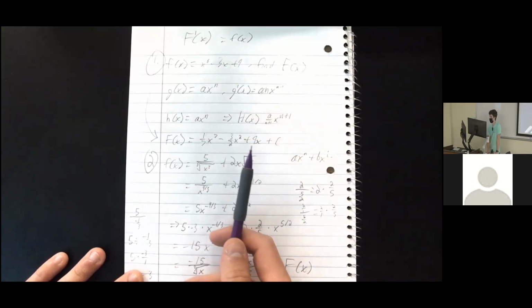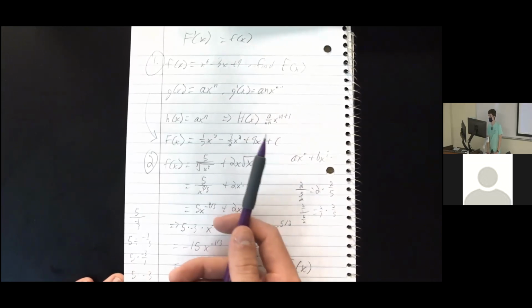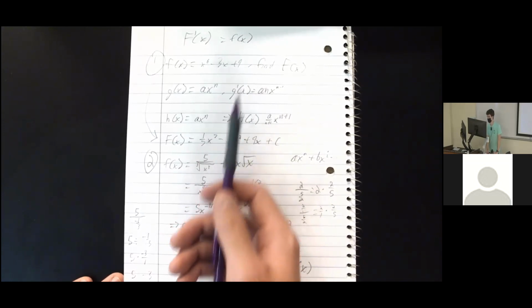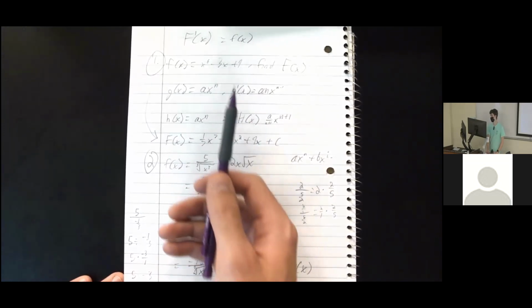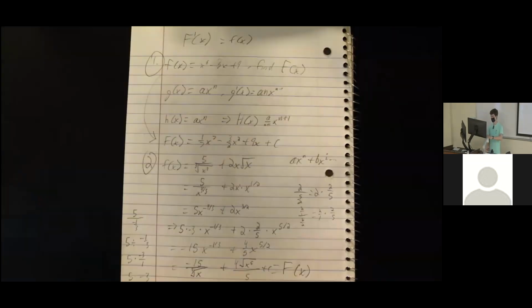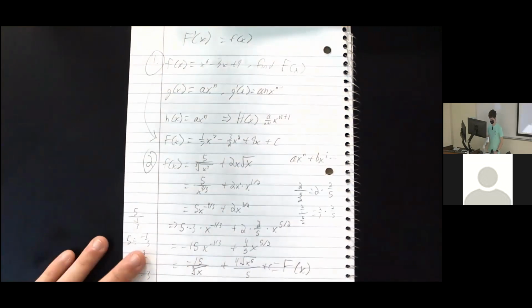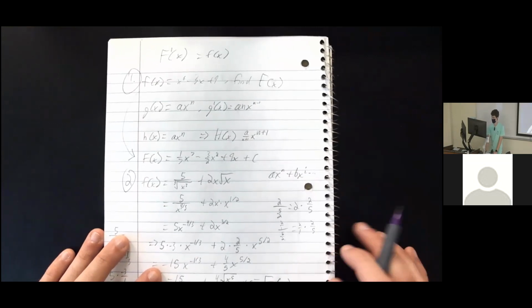So you kind of pretend it's like a new variable, and then you add your constant, because there could have been some constant in this original function that its derivative got rid of and did not include. So C could be pretty much any real number. That's a constant.